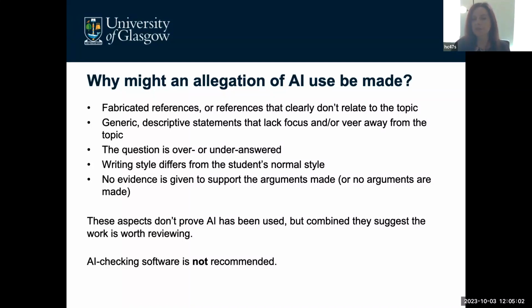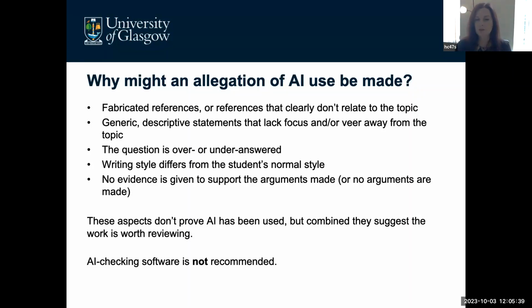Or sometimes they just don't support the arguments that they're making, or, as I said before, they have these descriptive paragraphs that don't link together or actually lead to any sort of argument. So all of these things, even all of them together, don't necessarily mean that the student has used AI, but it does mean you should have a closer look at it. And there are things that you can do. You might want, for example, to have a viva with the student, especially if it's dissertation stage. That can be a good thing to do to find out if the student actually understands what they've written about.